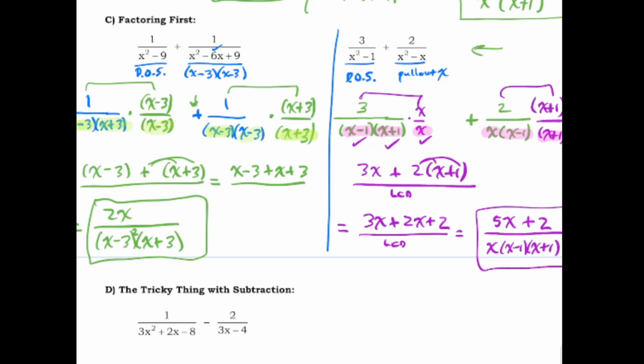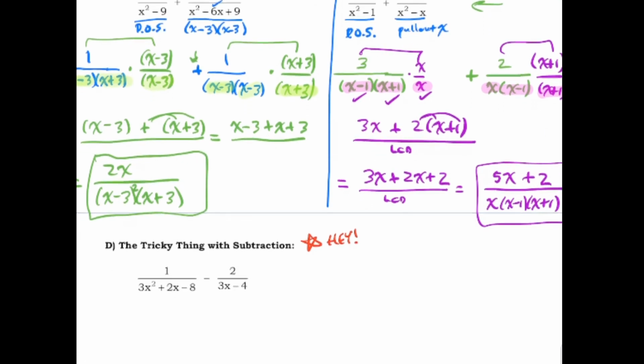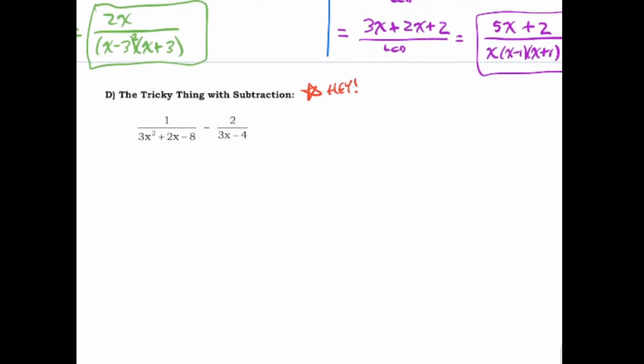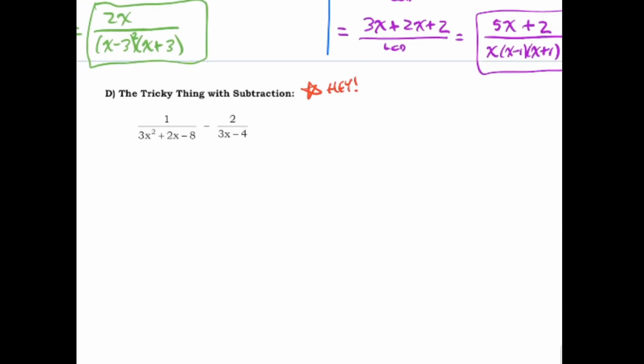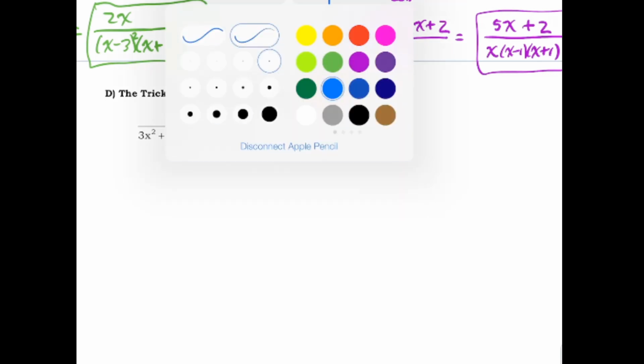Now we get to the main event. This was the title of the lesson, in fact. Wasn't that the title of the lesson? Something to do with subtracting rational expressions or something? This is important. Put a big giant hey here. This is important. It's so important that every single one of your homework problems is going to be a subtraction, in fact. Something happens with subtraction that I want you to be alert to because it's one of the most common mistakes I see when people get to college algebra. I don't want you to make this mistake when you get to college algebra.